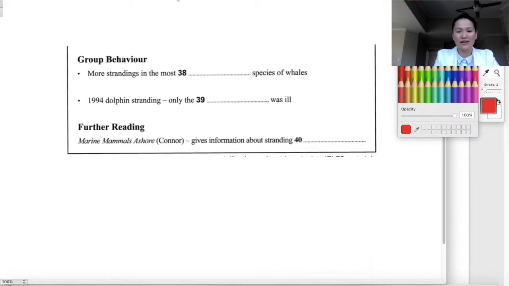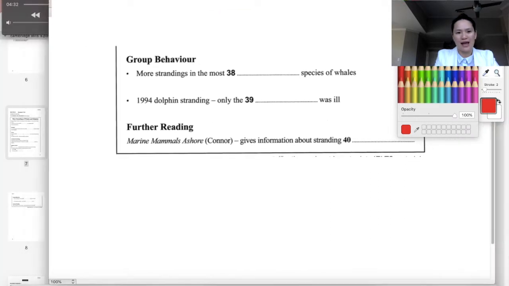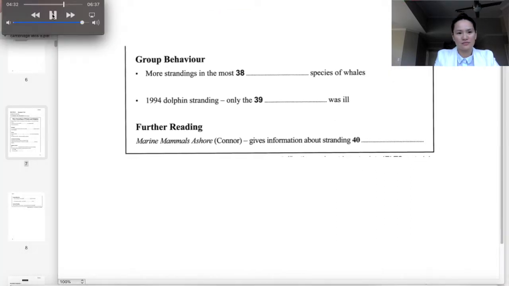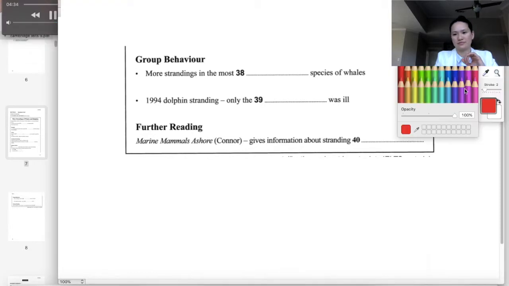Let's see this one. The next one they talk about group behavior. Final theory is related to group behavior and suggests that sea mammals cannot distinguish between sick and healthy leaders and will follow sick leaders even to an inevitable death. This is a particularly interesting theory since the whales that are thought to be most social, the toothed whales, are the group that strand the most frequently.